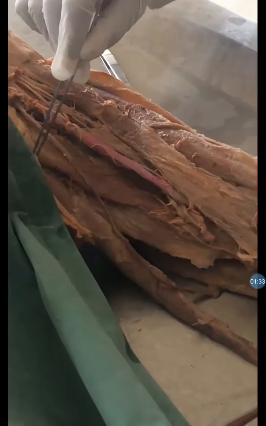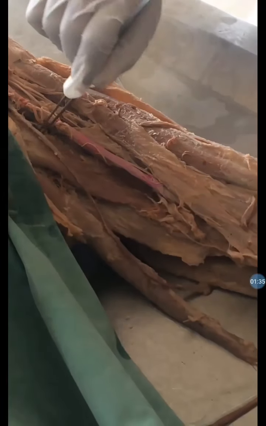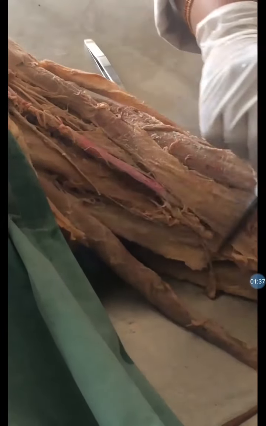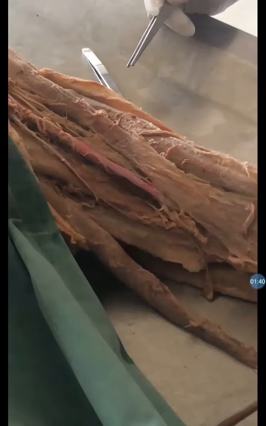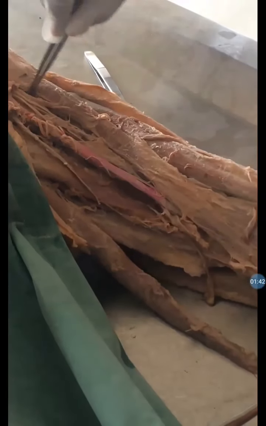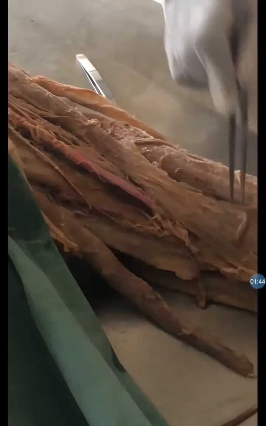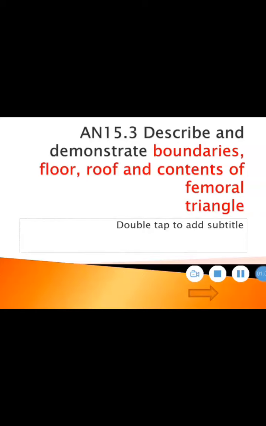Then coming again to the medial border of adductor longus, which is forming the medial boundary. Then that is the medial border of sartorius, that is forming the lateral boundary, and where they join, they form the apex. The boundaries, floor, roof, contents of femoral triangle.